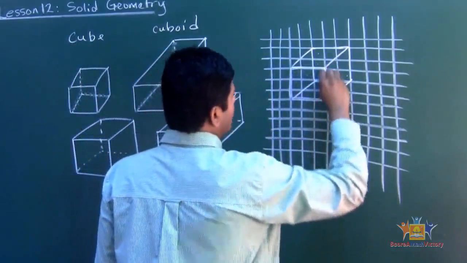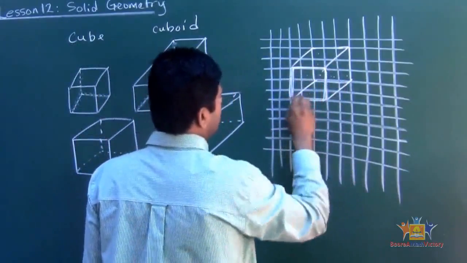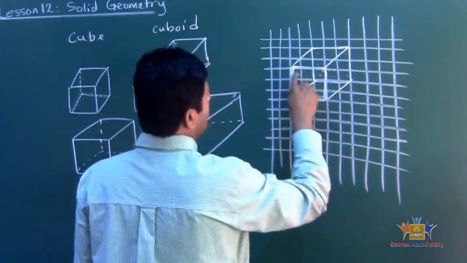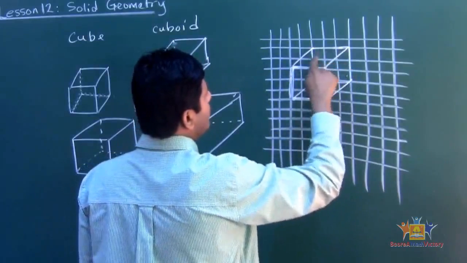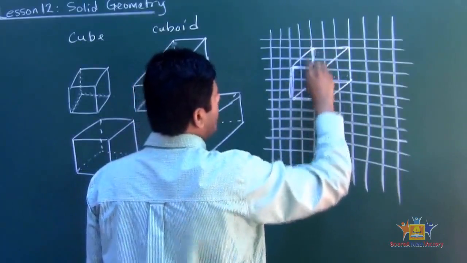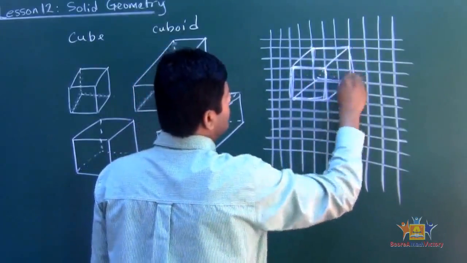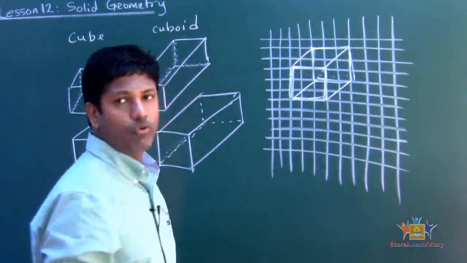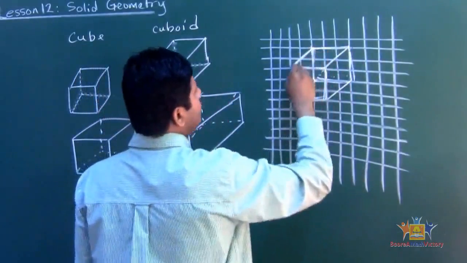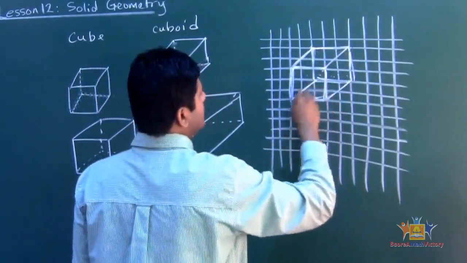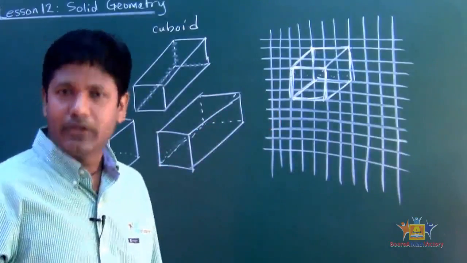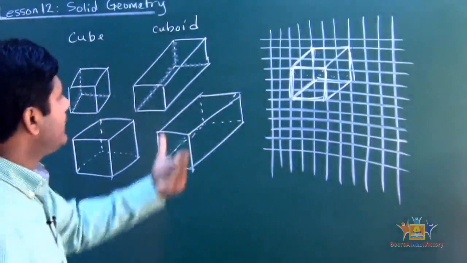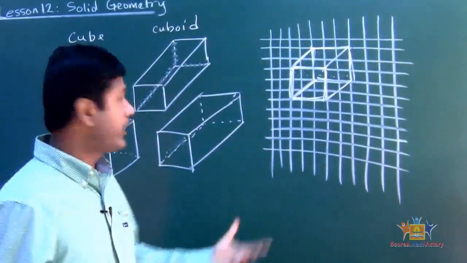Let me darken it so you can see it better. See that? 1, 2, 3, 1, 2, 3. That makes one square. 1, 2, 3, 1, 2, 3. That makes another square right there. Once you draw these two squares and join them edge to edge, see that? Once you join them, now look at that. It turns out to be a cube.